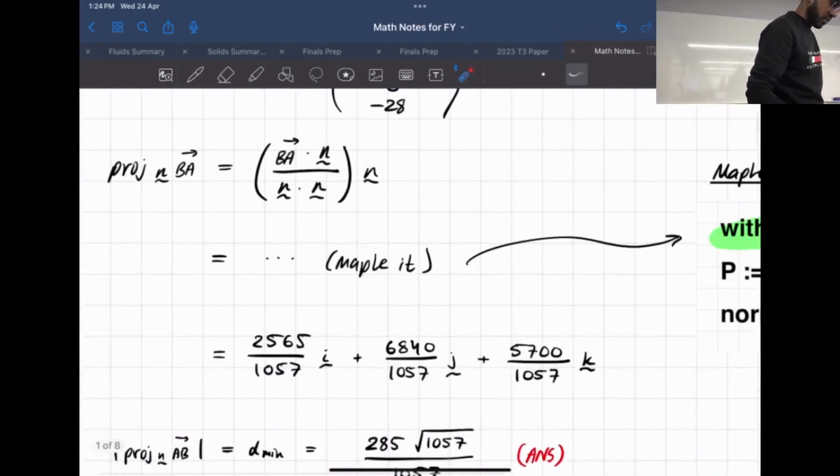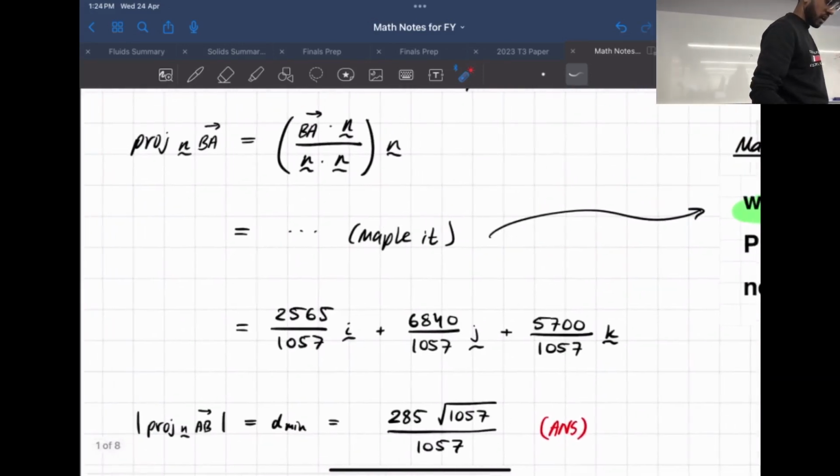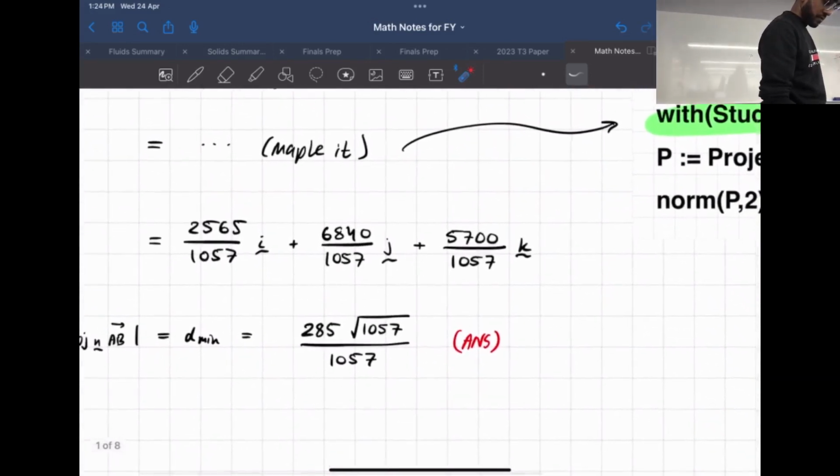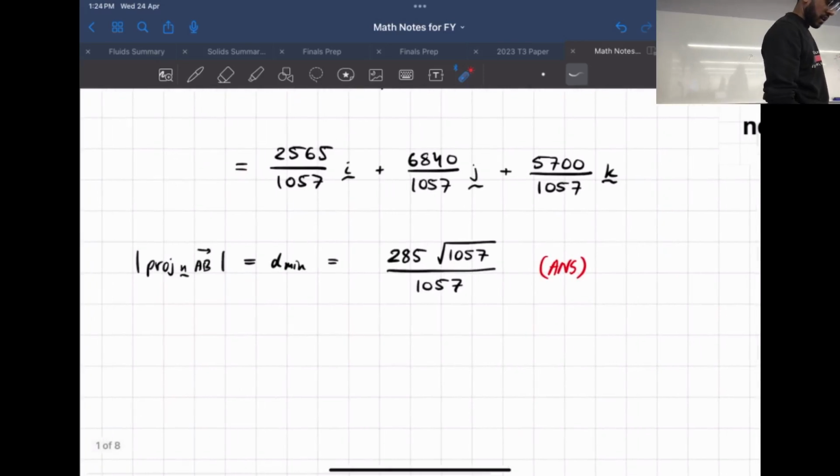So I found the projection over here. BA or AB, it doesn't really matter. You get a pretty weird number. I did it on Maple. You can do it by hand. It doesn't make a difference. And then you just find the distance, which is pretty easy to find.